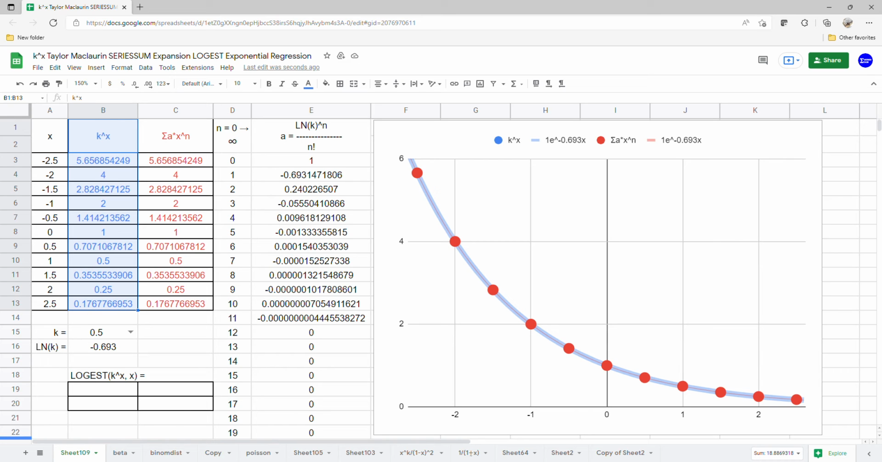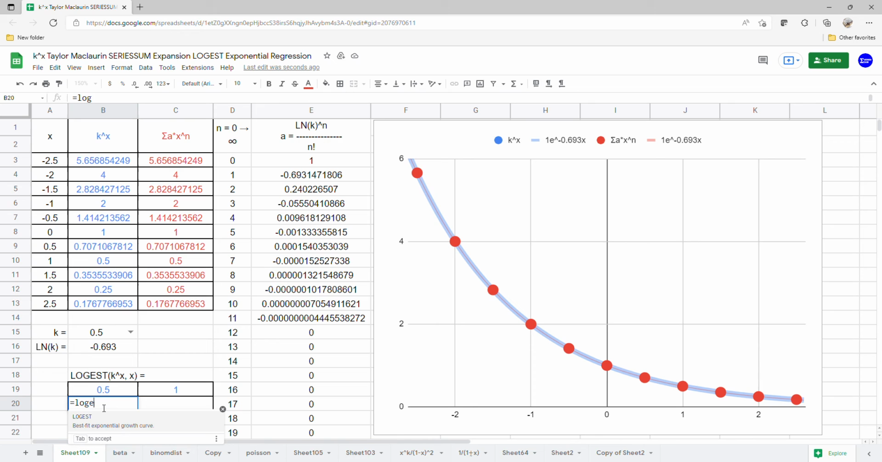And we can complete with the LOGEST. LOGEST, we regress it exponentially, data y and data x. And enter. So the intercept is 1 and it is 0.5. That is the coefficient, first coefficient. So the logarithm of 0.5 is 0.693.